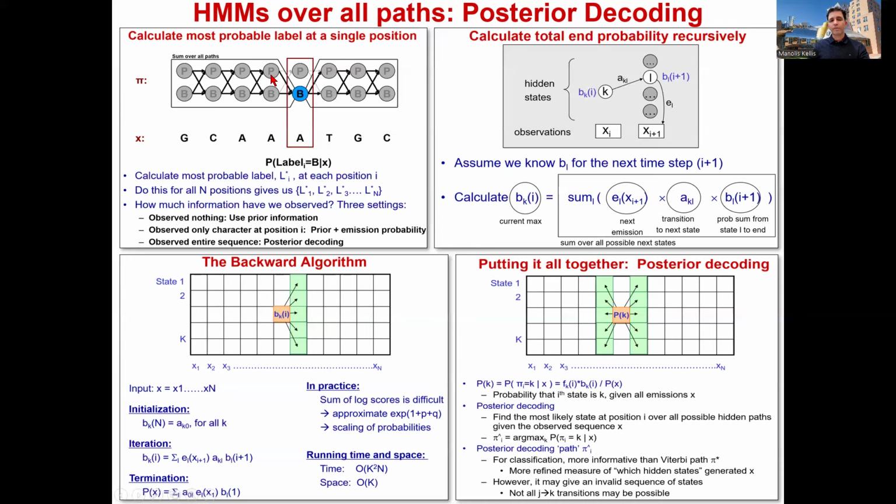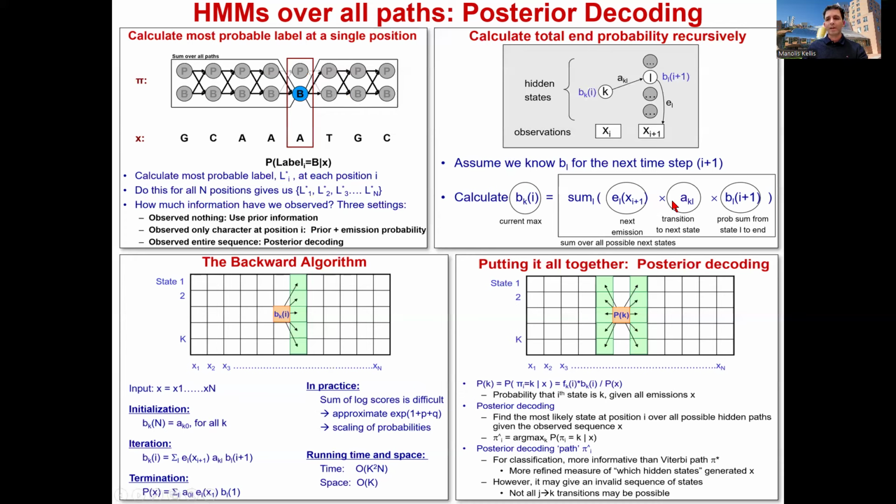Why? Because if I have the total probability all the way to here and the total probability all the way to there, I can just add them up and get the total probability all the way to there. By recursion, if I calculate that variable now, I can just sum it up to calculate the next one.